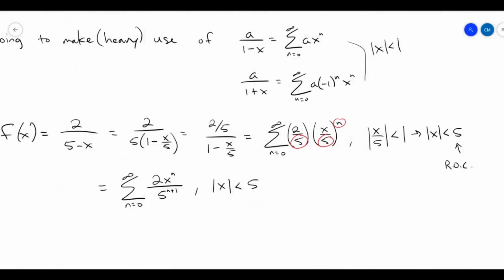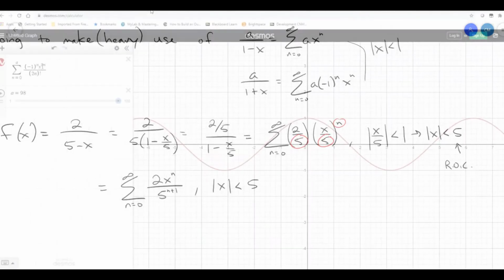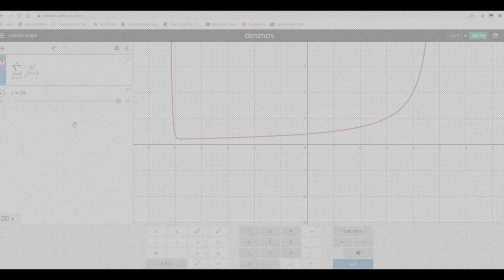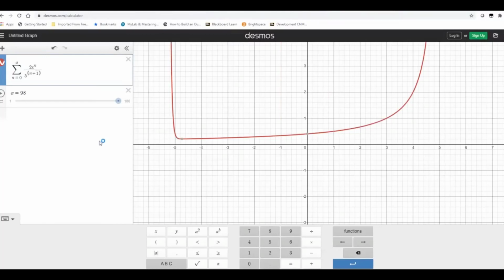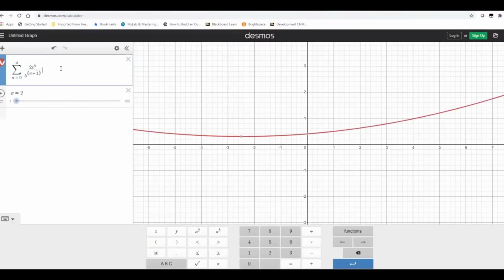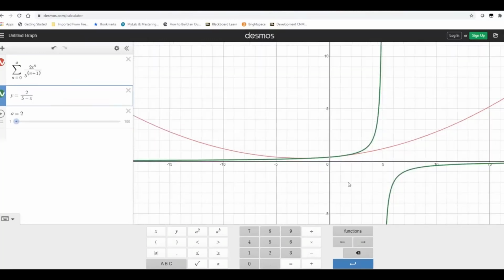So I'm going to go ahead and show you the graph of the function and the power series at the same time. So the power series that we got was 2x to the n over 5 to the n plus 1. Okay, so there's the power series, and let's move it down to just 2 for now. And then let's also go ahead and graph the original function, y equals 2 over 5 minus x. Okay, let's take a look at this.